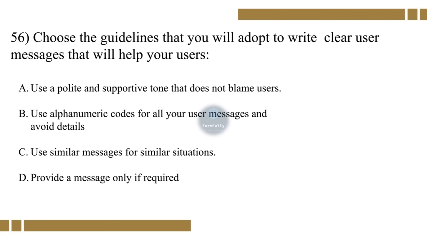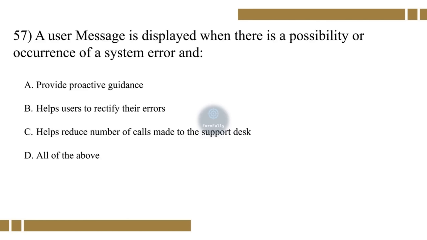Option A. Use a polite and supportive tone that does not blame yours. B. Use alphanumerical code for all your user messages and avoid details. C. Use similar messages for similar situations. D. Provide a message only if required. And the correct option is A, C and D.